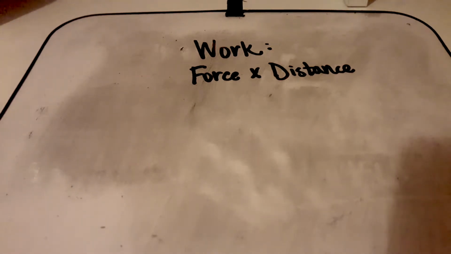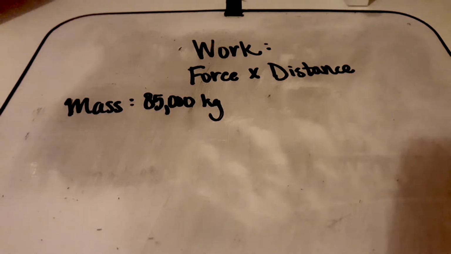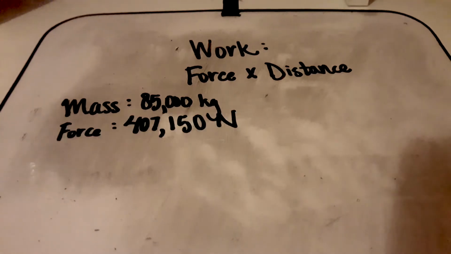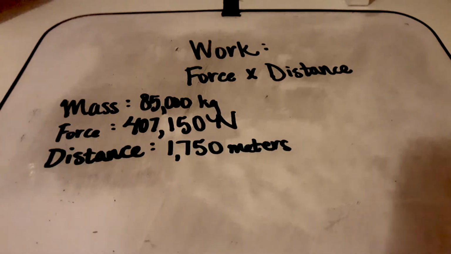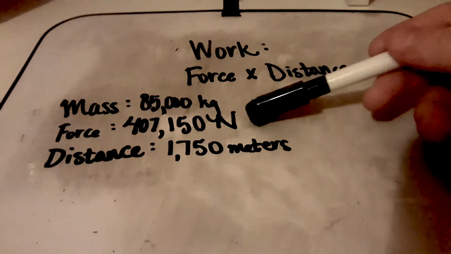Work has a formula of force times distance. Now we're going to start off with a problem of a plane called the Boeing 737 that has a mass of 85,000 kilograms, a force of 407,150 newtons, and a distance of 1,750 meters. Which of these numbers are we going to incorporate into the formula of work? Force and distance, right? These two numbers right here.